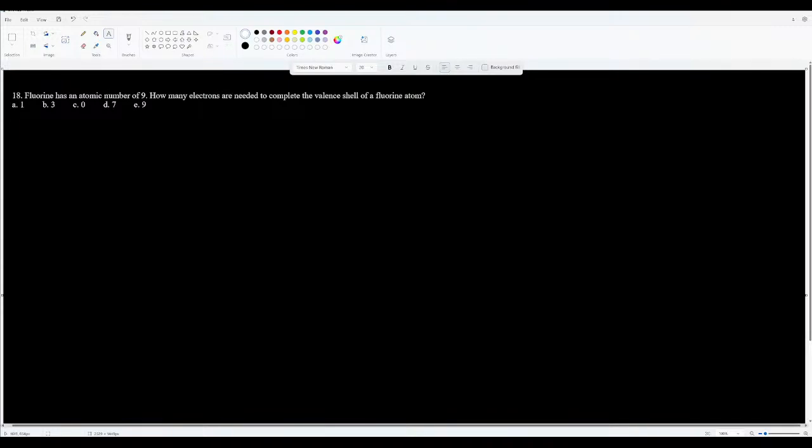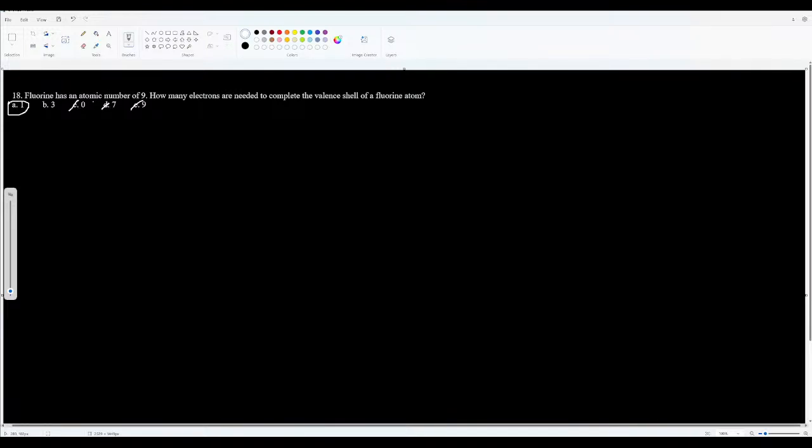Fluorine has an atomic number of 9. How many electrons are needed to complete the valence shell of a fluorine atom? Well, 9 minus 2 equals 7. So we need one more. So that's going to be A. 9, we don't need 9 electrons because it already has 9 electrons, right? 7, I don't know where 7 came from. It has 7 valence electrons, sure. Other than that, it needs one more to fill it out.